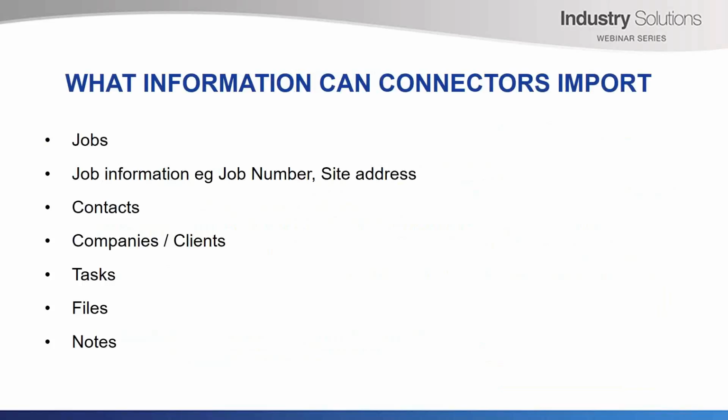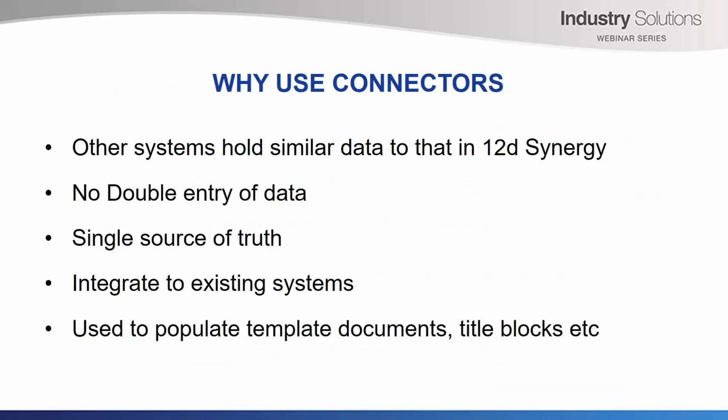We can also take through all the job information relating to that job. So you might have things like job number, site address, using the 12D Synergy attributes to store whatever information you want against that job, and that can all be brought through from your external software package. Importing contacts and all contact information and details, things like email address, phone number, mobile, things like that. Companies or organizations, which often get called clients in different software packages like WorkflowMax. Tasks, files, and also notes.